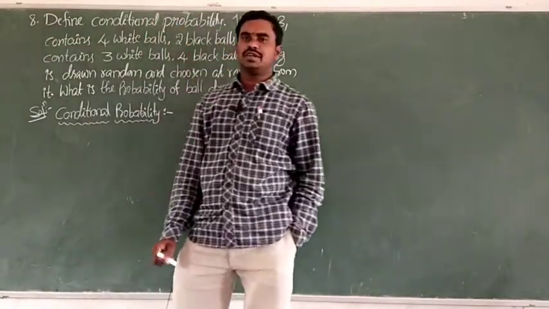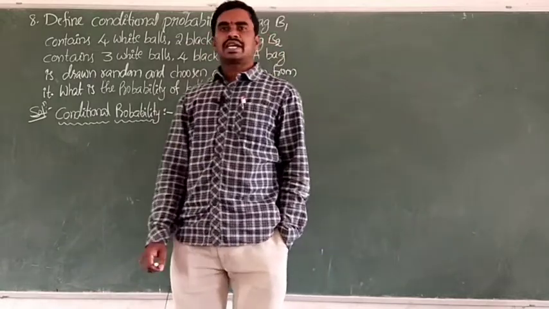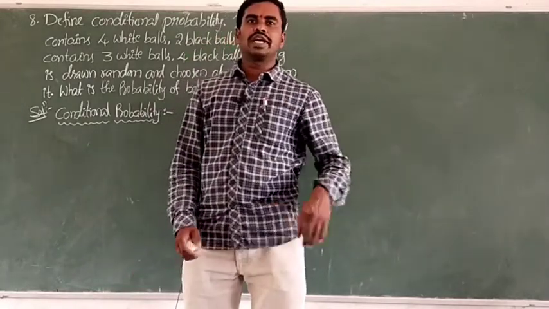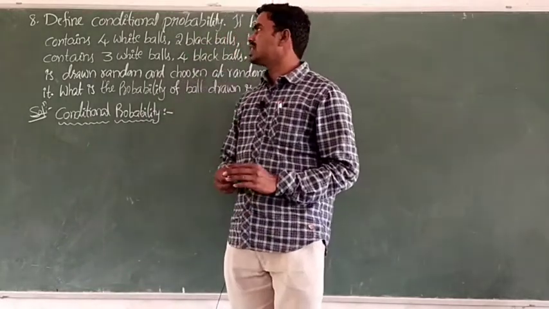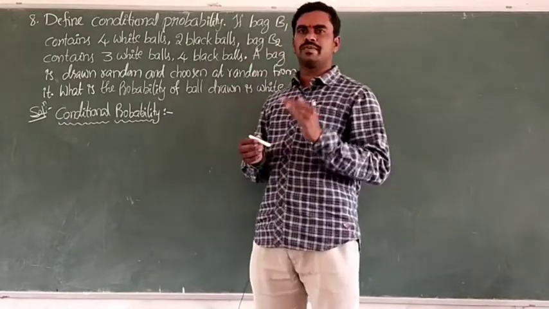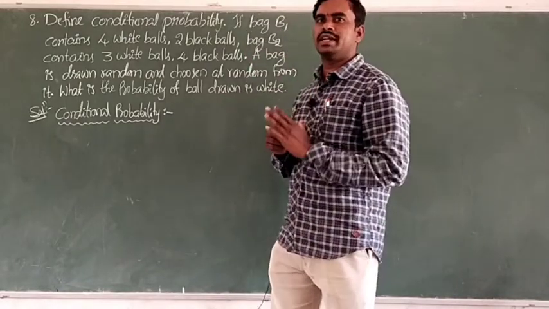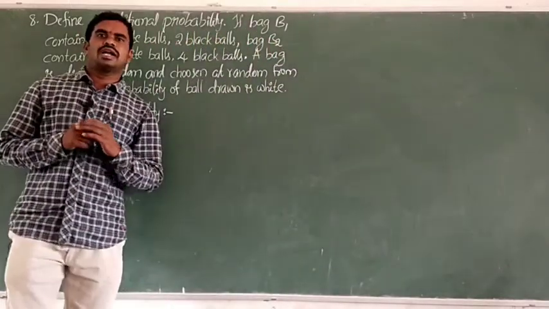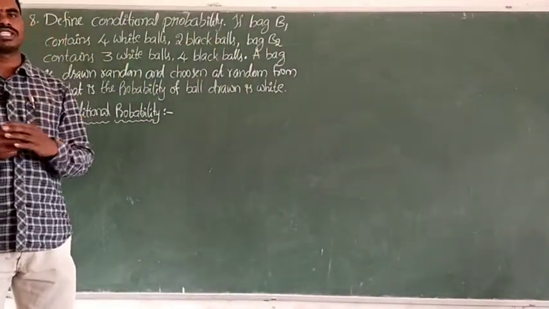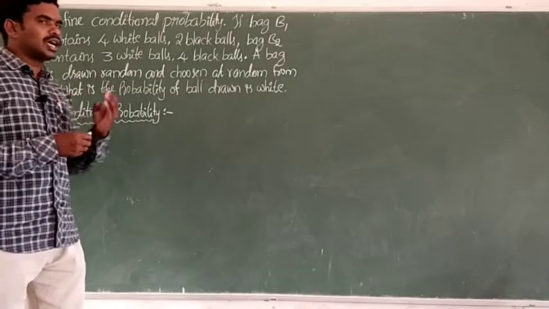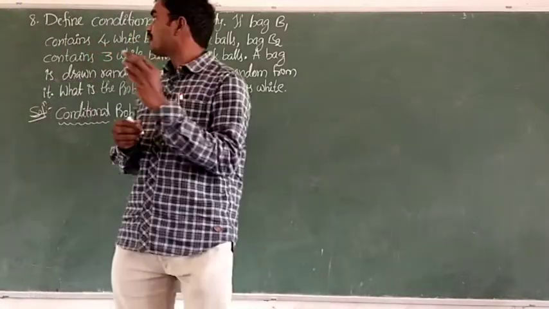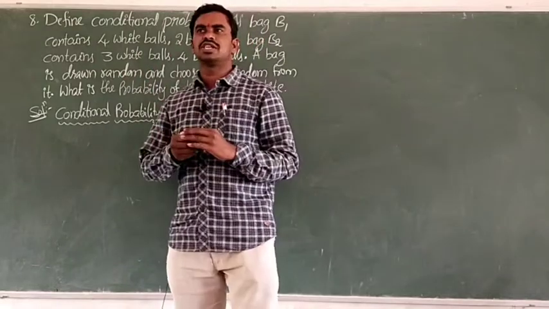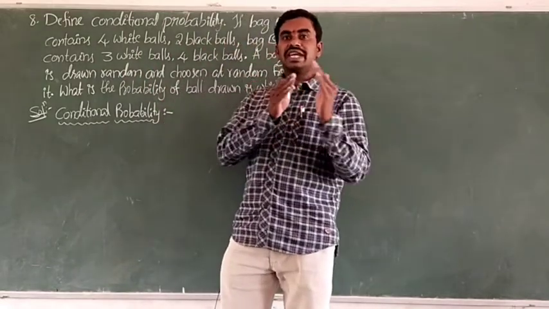Now in this session, intermediate second year maths 2A probability. In this probability, let us see the long questions. Already in part 1, we have seen state and prove addition probability theorem and also multiplication probability theorem. Two questions are completed, and the third, fourth, fifth, sixth, seventh questions are based on Bayes theorem.